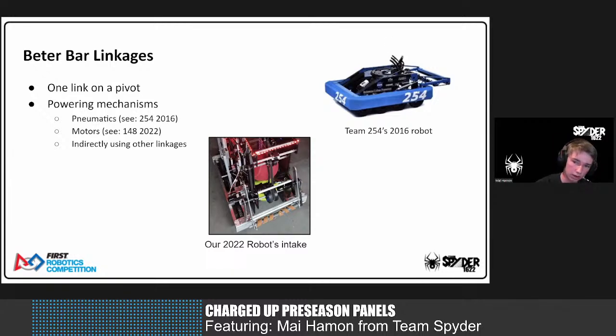The example here is 254 using pneumatics to power their 2016 beater bar linkage. We went for something like this in last year's season, and the aggregation of the error in the beater bar linkage caused problems for us later down the road. Before I share stories about how our team has learned lessons about linkages, we're going to be looking at some applications of the beater bar.